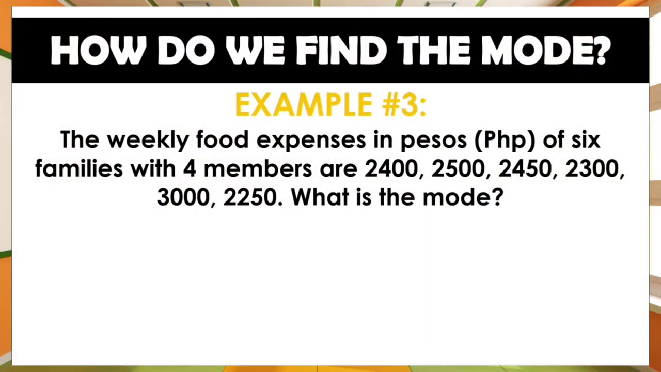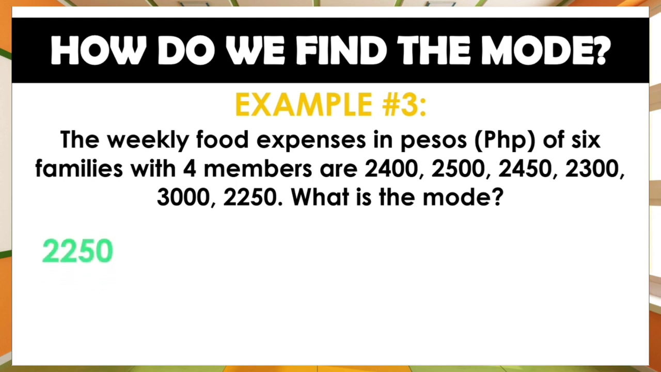For the last example, let's have this problem. The weekly food expenses in pesos of 6 families with 4 members are 2,400, 2,500, 2,450, 2,300, 3,000, and 2,250. What is the mode?